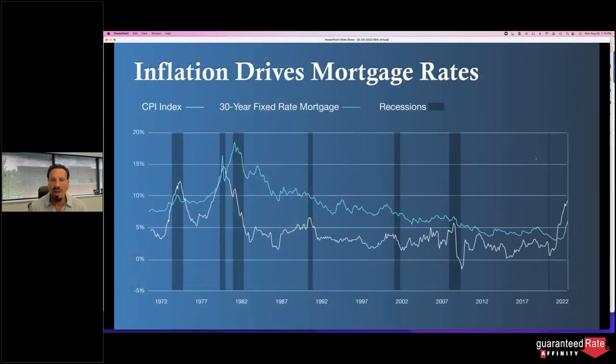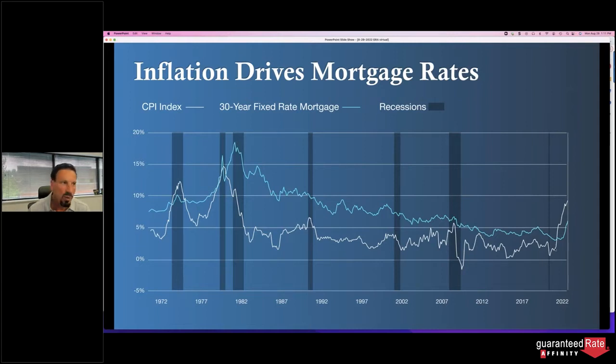So why is this so important? It's because inflation drives mortgage rates. And you can see for the past, this chart will show you a little more than 50 years, when inflation goes up in white, mortgage rates in blue follow suit. When inflation comes down in white, mortgage rates in blue follow suit. And the pattern repeats itself.